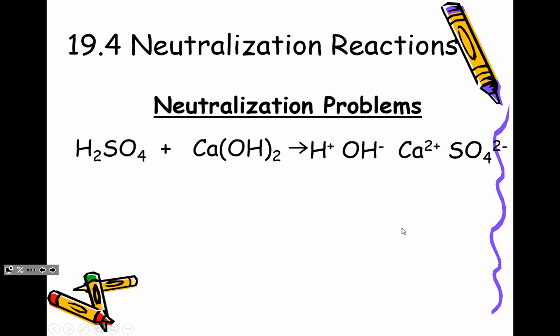So H is a +1, OH is a -1, so that's a 1-to-1 when we crisscross reduce. Ca is a 2+, SO4 is a 2-. When we crisscross the 2's and reduce them to 1-to-1, we get CaSO4.